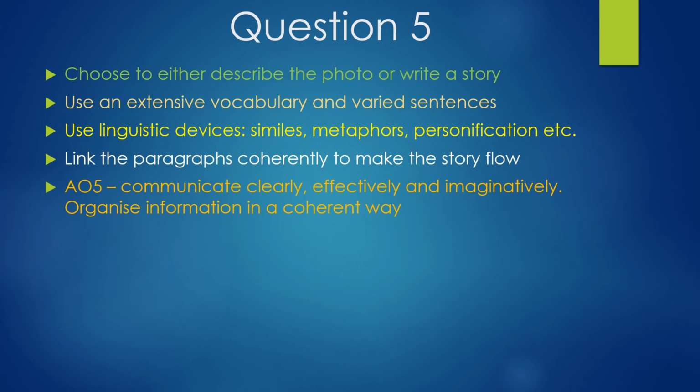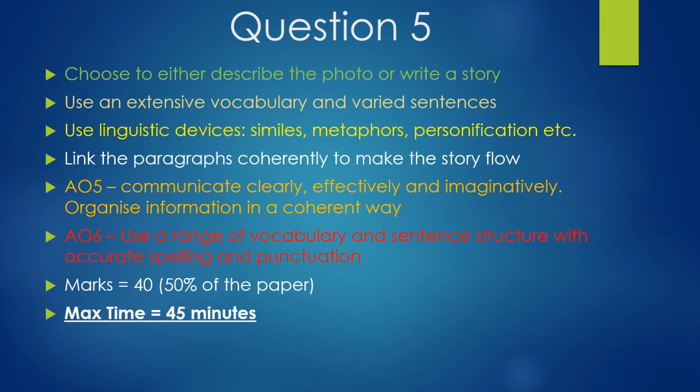You'll be assessed on your AO5, which is to communicate clearly, effectively, and imaginatively, and organize information in a coherent way. If you're writing a story or doing a description, it needs to flow and it needs to make sense, and preferably not jump between different topics without some sort of transition. It will also assess your AO6, so use a range of vocabulary and sentence structure with accurate spelling and punctuation. This is worth 40 marks, which is 50% of the paper. Max time 45 minutes because you still need to do Section A.